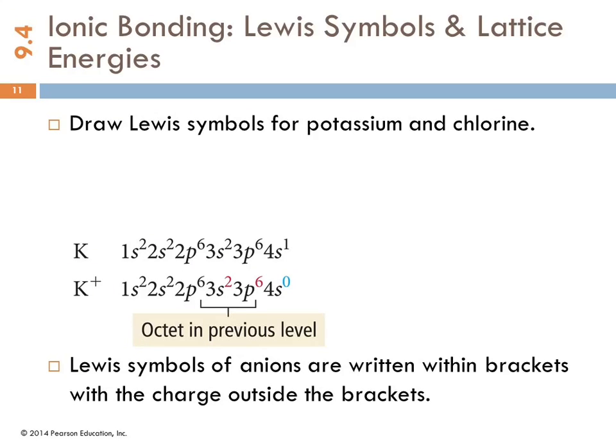So let's draw the Lewis symbols for potassium and for chlorine. What's the element symbol for potassium? K. And how many valence electrons does potassium have? 1. Oh, is that it? That's it. That's all. 1 valence electron.